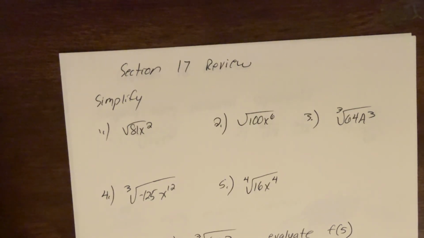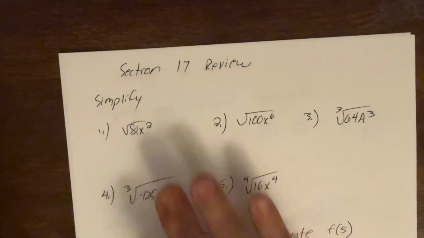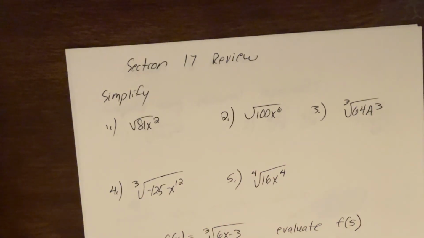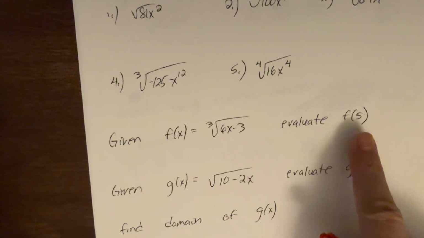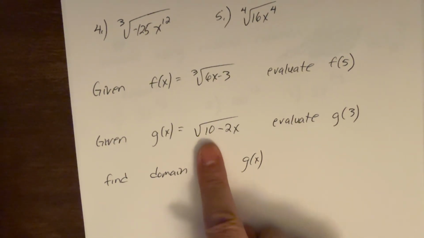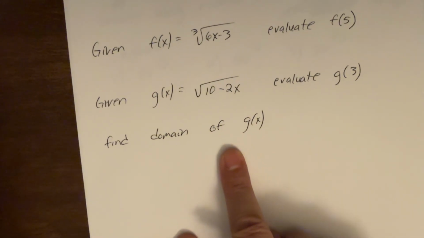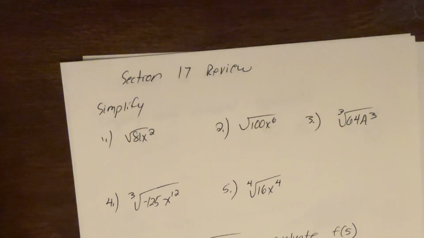In this video, we will review section 17 and 18. Section 17, couple little directions here. We're going to simplify these 5 problems. Then we're going to take this function and evaluate f of 5. Then we're going to take this function, evaluate g of 3, and find its domain. So all of that is section 17.